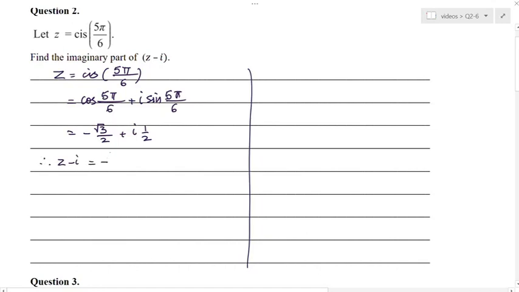z minus iota gives you minus root 3 over 2 minus half iota, and therefore the imaginary part of z minus iota is minus half. Be careful here not to include an iota in this, because when you talk about imaginary part, it is only the coefficient of iota. That done, let's move to next question.